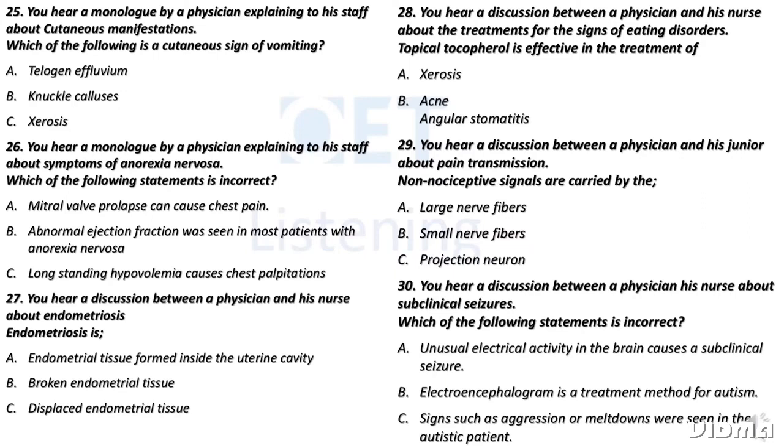Angular stomatitis, cheilitis, and nail fragility can be treated with topical tocopherol. Xerosis improves with moisturizing ointments. Ointments that contain urea are effective in decreasing the size of Russell's sign.